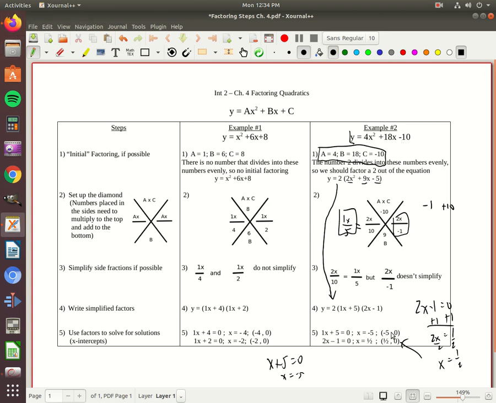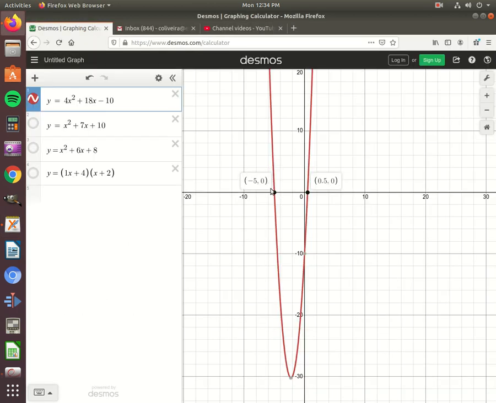I'm going to go ahead and put that in Desmos. And again, we expected to see negative 5, 0 and 1/2, 0 as our x-intercepts. So there's our negative 5, 0. There's our 1/2, 0. Those are our x-intercepts. A couple of things I want to point out. First of all, look how steep this thing looks. It looks very steep. So the question is, why is this so steep?